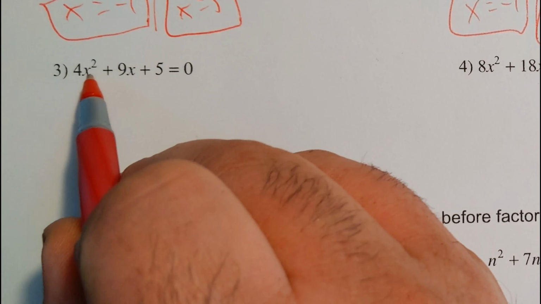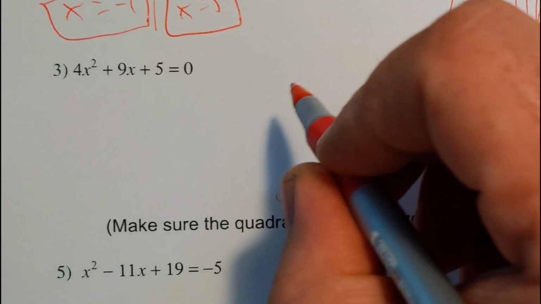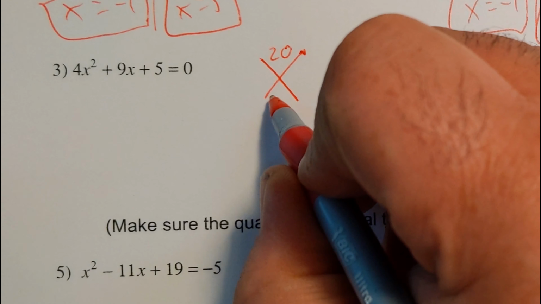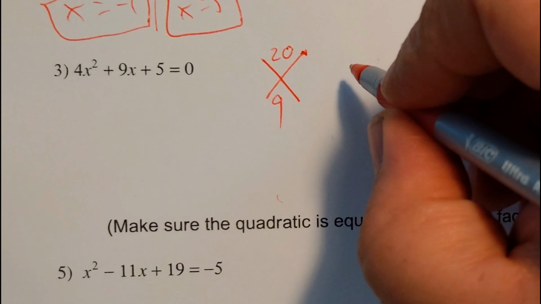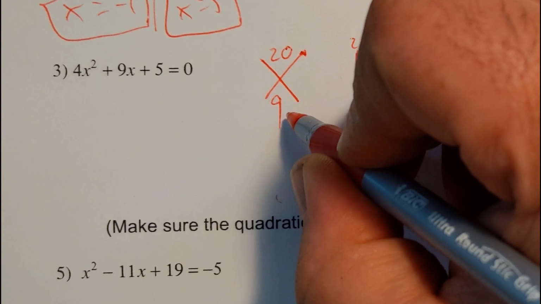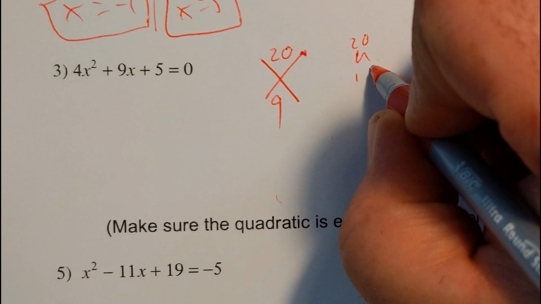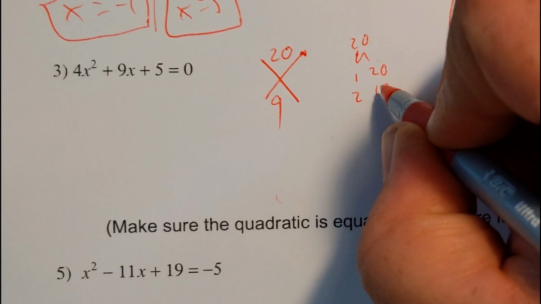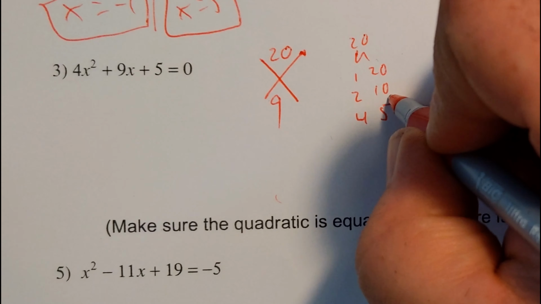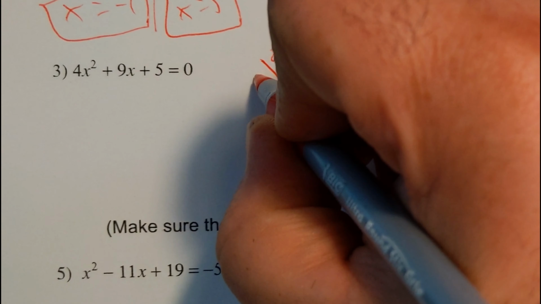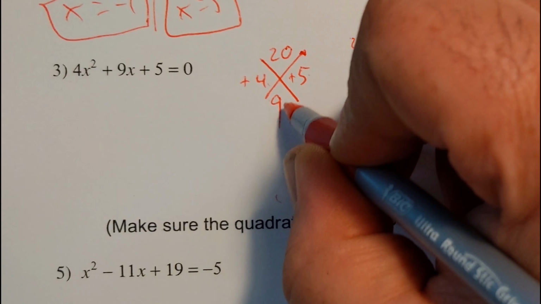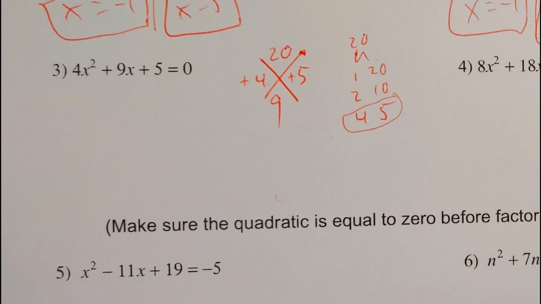Number 3, now you have a 4 in front of this x squared, so you're going to go 4 times 5. That's the number on the top, the 9 down on the bottom. So now you have to find the factors of 20 that can add up to make 9. So if we go 1 times 20, 2 times 10, 4 times 5, we see that these two right here will add up to make 9, and they'll multiply to make 20.